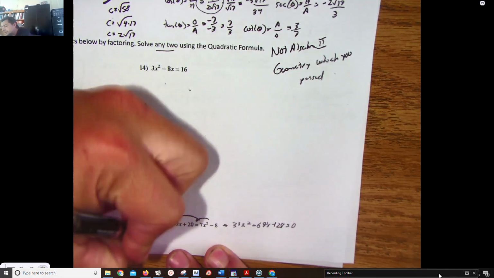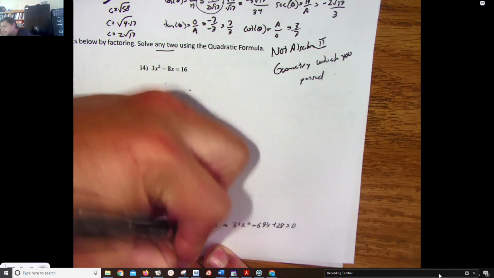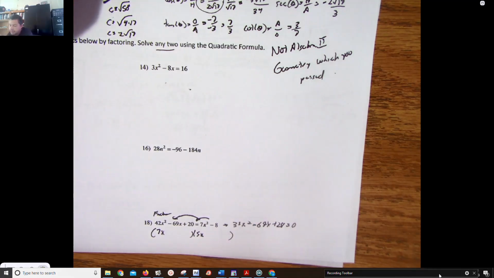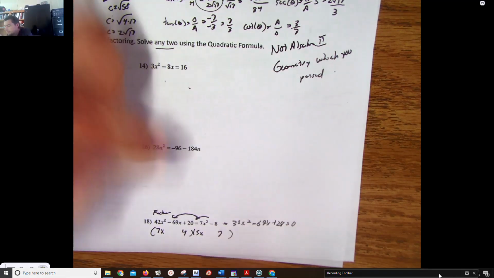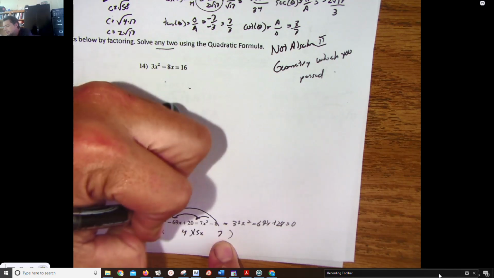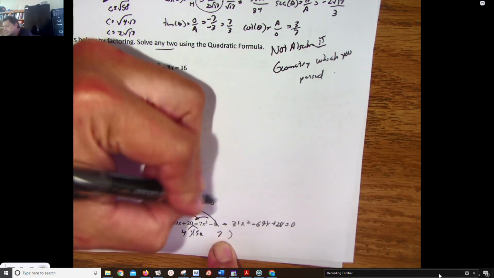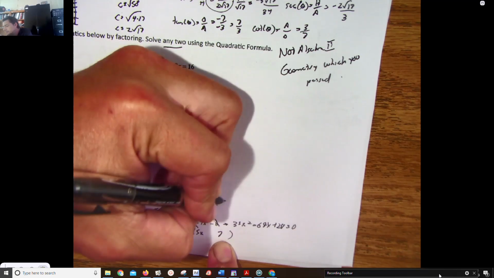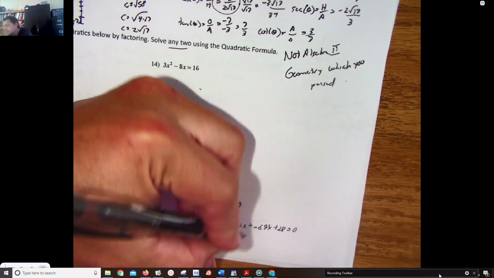But I know she factors. To make a 35, I would use a 7x and a 5x. And to make a 28, my gut would say 8 and 4. Not 8 and 4. 7 and 4. And that works. Because the outside makes 49. And the inside makes 20. If I make them both negative, I get the center term. So minus, minus, still equal to 0.